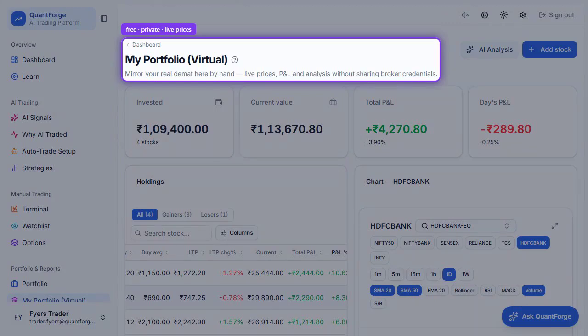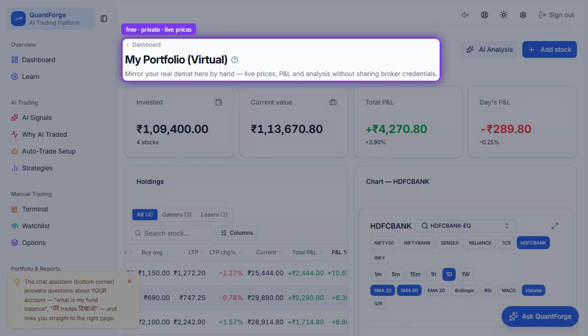Quick questions before we finish. Does this cost anything? No. It places no trades, so there is no brokerage and no commission on this page. Can anyone else see my holdings? No. It is tied to your login and nobody else can read it.